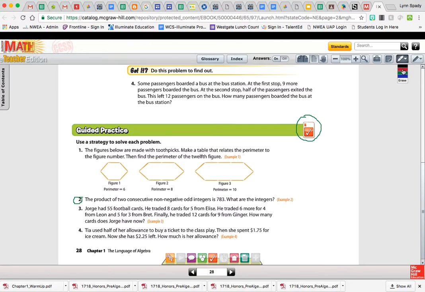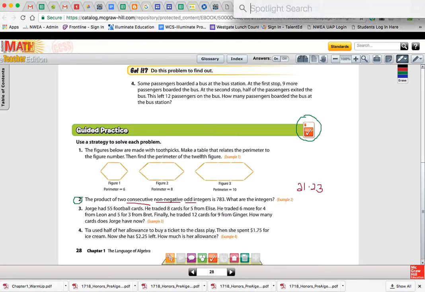I'm going to guess two non-negative odd integers. Consecutive just means in a row. Non-negative means that they're positive. And then we know what odd numbers are. So let's just try the number 21 times the next consecutive odd integer, which would be 23. And when you're problem solving, you can use a calculator. Just make sure to show your work.